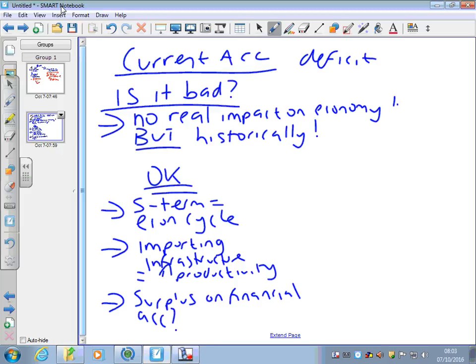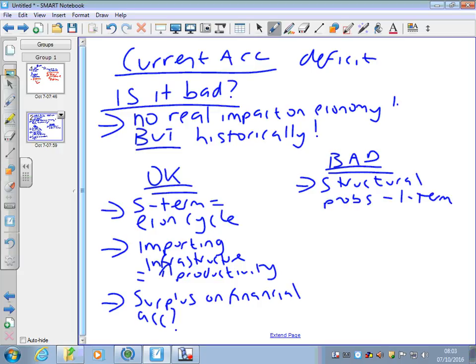Let's now think though about why it could be a bad thing. So the dangers of running such a big current account deficit. First one, if it's a long-term trade deficit, then it suggests that there are structural problems in your economy. It basically suggests that you as an economy have got very few comparative advantages. You're not regarded as a competitive nation.